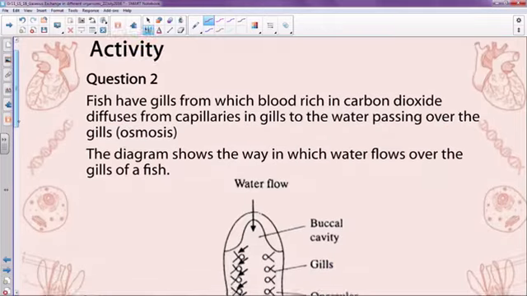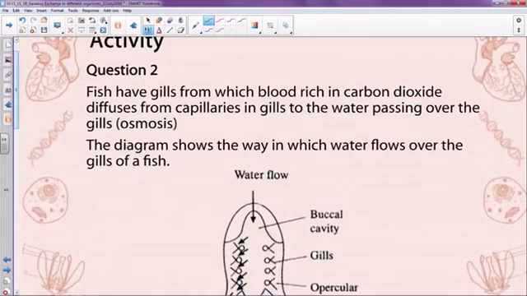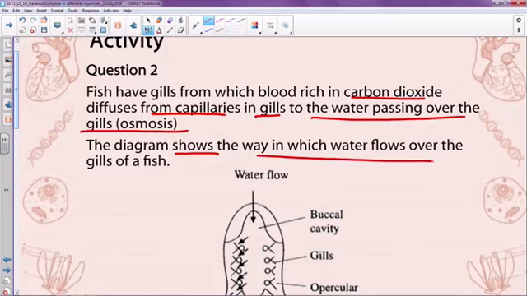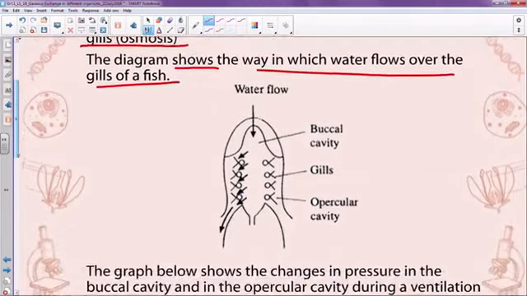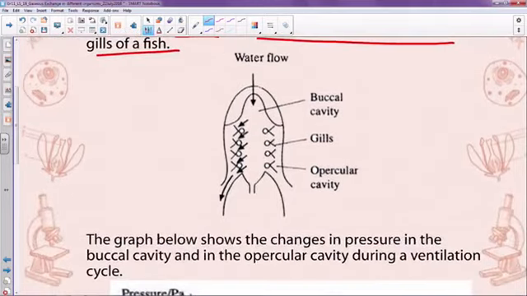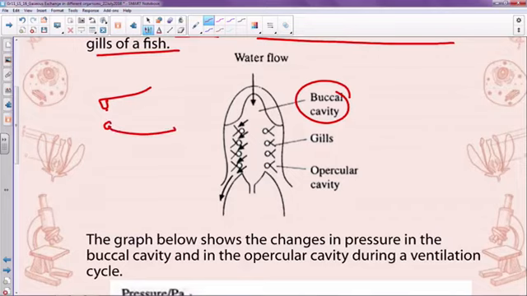We're still busy with question 2. Fish have gills from which blood rich in carbon dioxide diffuses from capillaries in the gills to the water passing over the gills. The diagram shows the way in which water flows over the gills of a fish. Here we're looking at an illustration that shows water flow. The buccal cavity refers to the mouth, and fish constantly open their mouth to allow water to enter through.